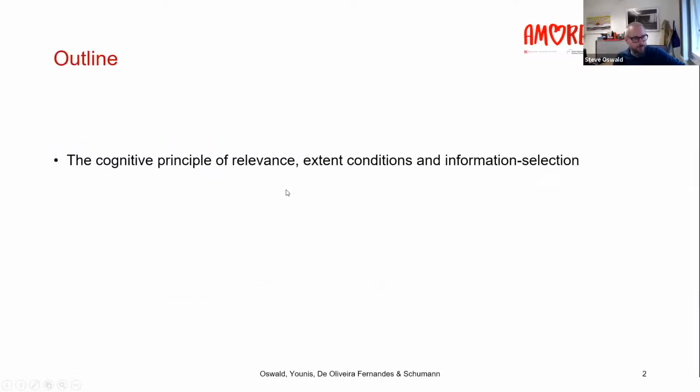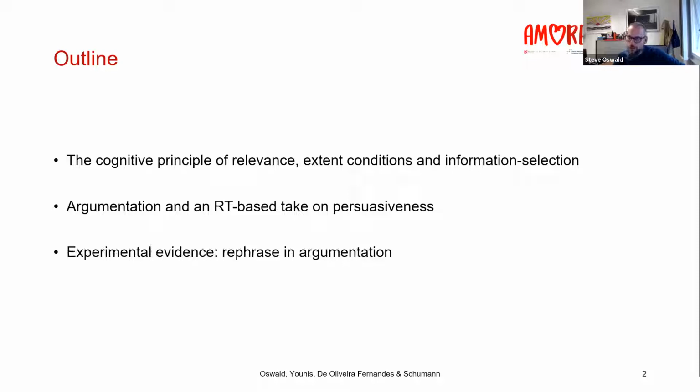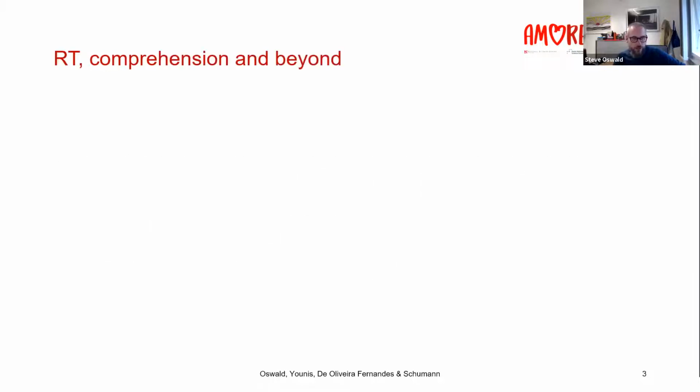Okay, very briefly, I will start with a few words on stuff that you all know. So it's going to be quite fast: cognitive principle of relevance, extent conditions of relevance, and information selection. Move on to explain how we can use the RT framework, the RT architecture, to talk about persuasiveness as well, and then take you to some experimental findings in that direction.